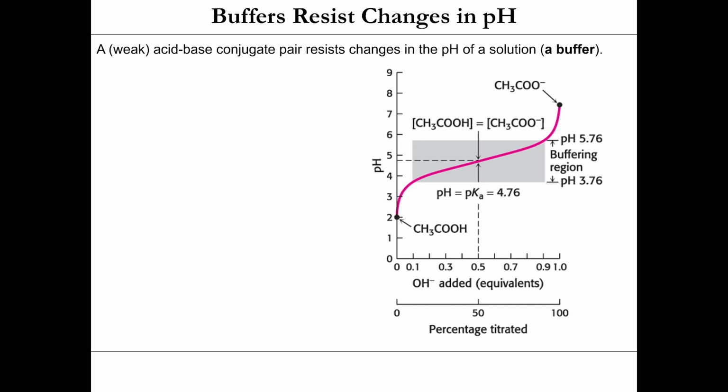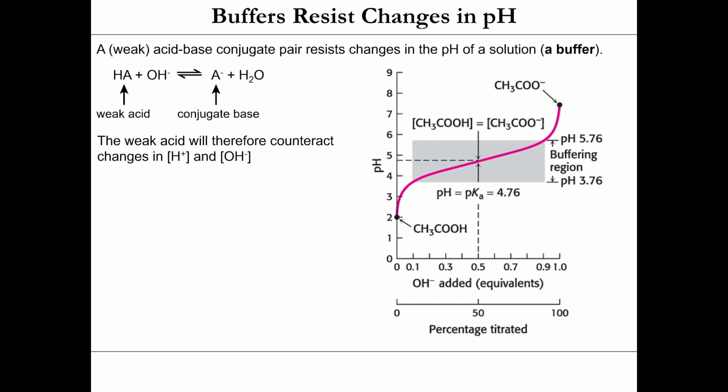Now we'll finish up with a short discussion on buffers. Buffers are basically solutions that will resist changes in pH. These buffers are made from a weak acid and conjugate base pair, and these will resist changes of pH in a solution. So that is the definition of a buffer.